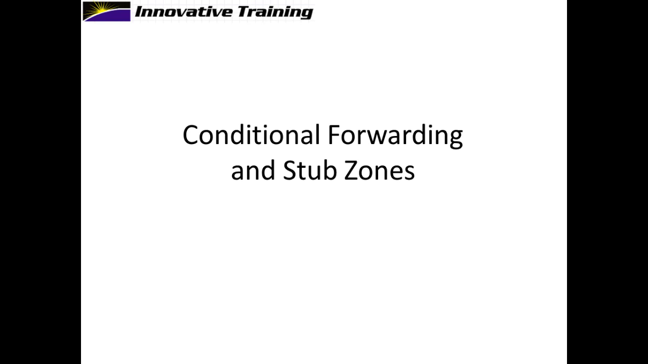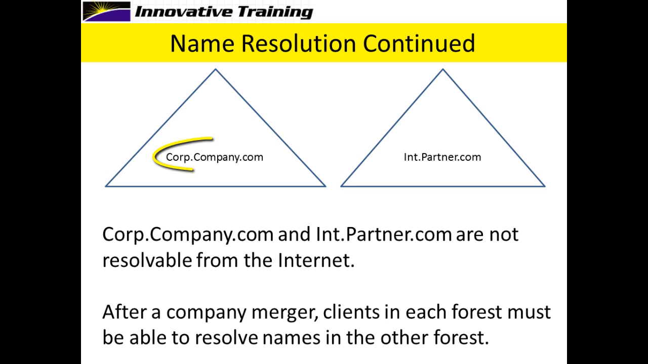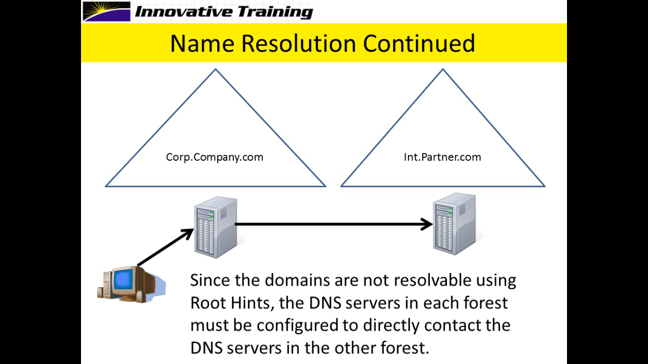Let's take a look at why we would need to do this. Let's suppose we have two companies. Now, corp.company.com and int.partner.com are not resolvable from the internet. But the two companies merge, and now clients in each forest must be able to resolve names in the other forest. Well, since the domains are not resolvable using root hints, the DNS servers in each forest must be configured to directly contact the DNS servers in the other forest.